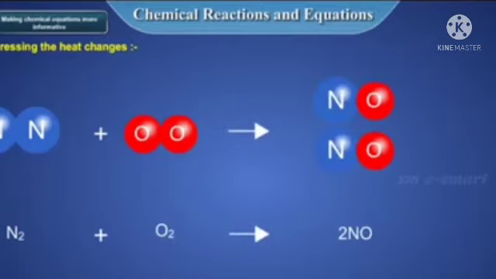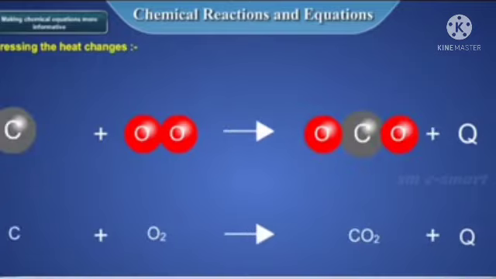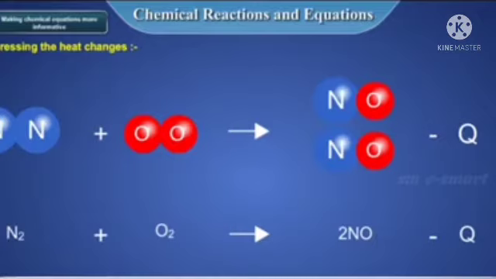Listen carefully. Plus Q is the exothermic reaction. Minus Q is the endothermic reaction. Q is heat energy. Plus sign produces an exothermic reaction, minus sign produces an endothermic reaction.